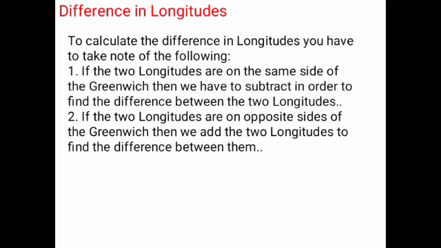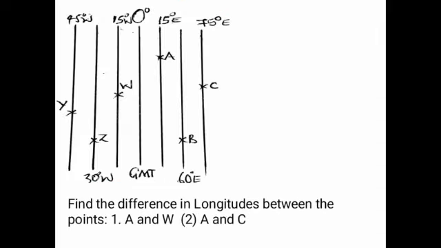When you are calculating the difference in longitudes, and you discover that the two longitudes you are calculating are heading in the same direction, well, you just have to subtract them. And if the two longitudes are heading in opposite directions, well, you just have to add the degrees, and then you'll get the difference. Okay, so let's look at the first example.